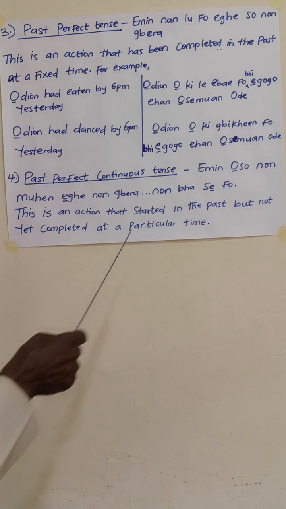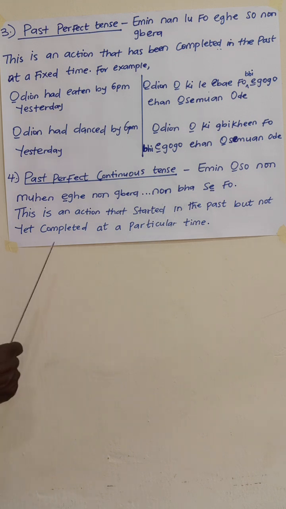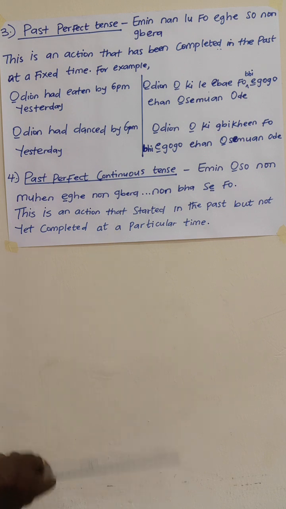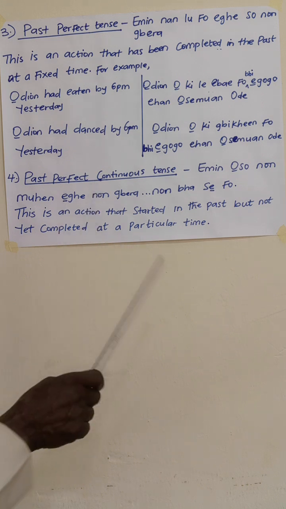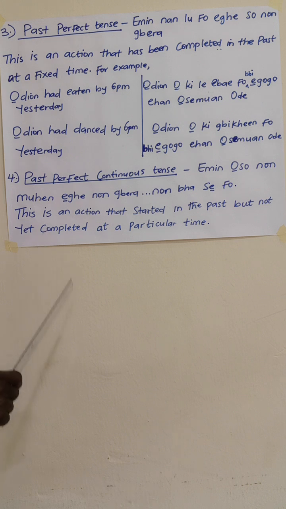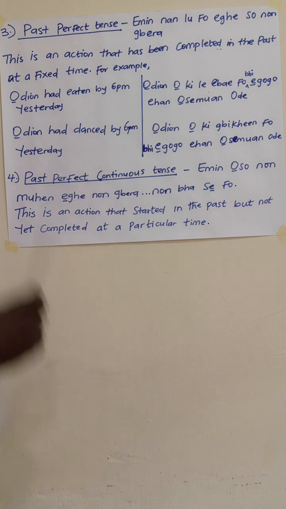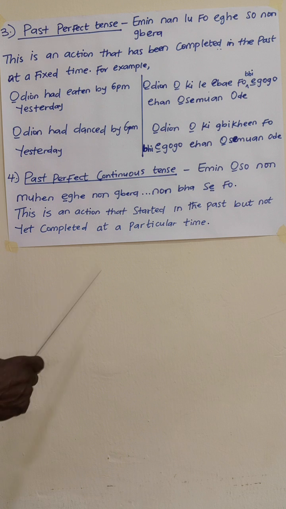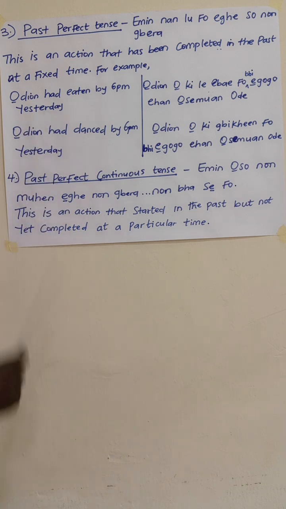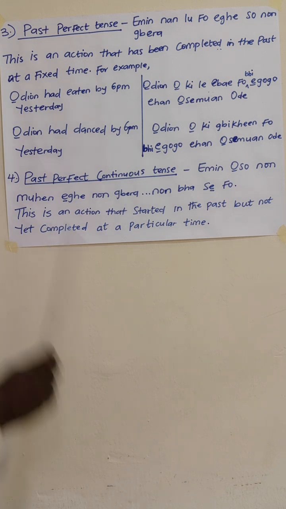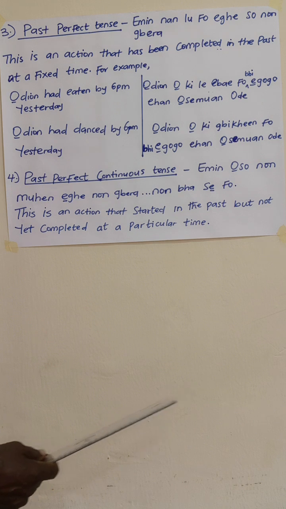This is an action that started in the past but not yet completed at a particular time. That's why we are calling it past perfect continuous tense. It was in the past, so you are reporting about the past. As at the time you mentioned, something has started, but it has not been completed. The time of completing the action is not known.